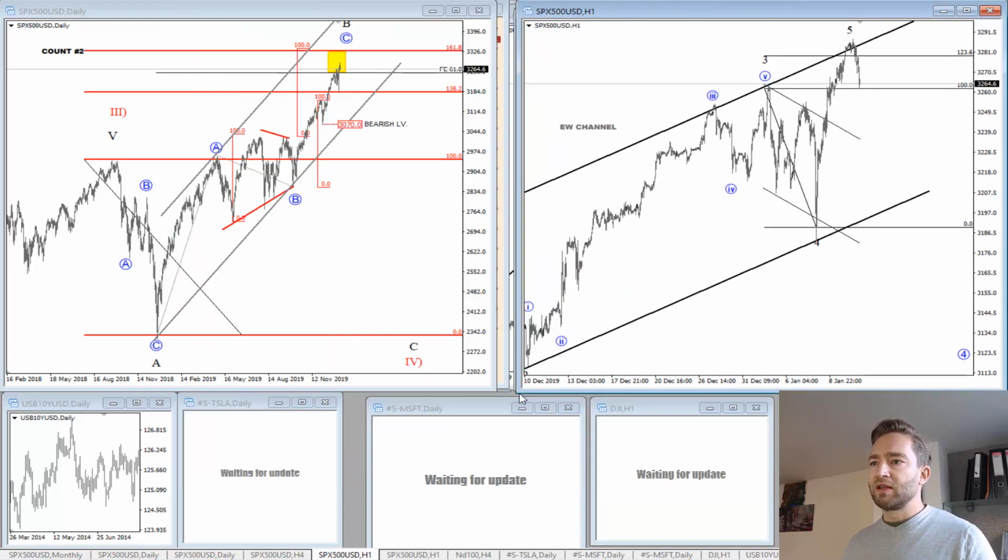From a trading perspective, of course, if I would be long, I would probably look to go out. From a trading perspective on the short side, you would definitely first have to see a bigger 5-wave drop, and then maybe wait for a pullback and short it.